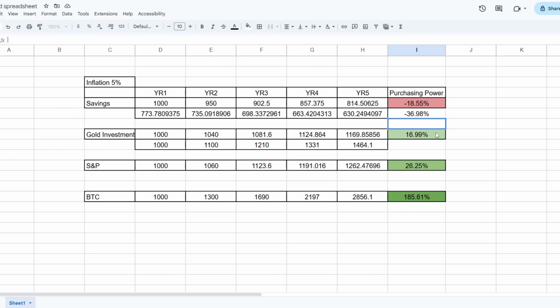It doesn't necessarily matter which one you want to go with. If you want to be more safe, you can go with gold. If you want to be a little more risky, you can go with Bitcoin, which is going to produce extra money on top of hedging against inflation.